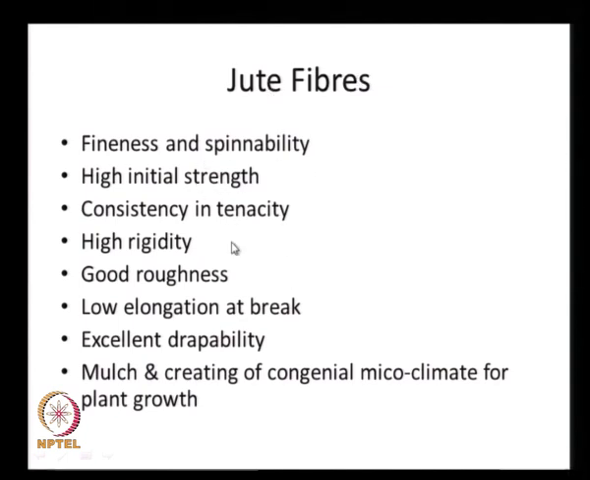So, compared to the coir fibers, the jute fibers are finer and have better spinnability, they have higher initial strength, and the consistency is more uniform in the case of jute fibers, because these jute fibers are very long as compared to the coir fibers. They have a higher rigidity, a good roughness, very low elongation at break, and excellent drapability. Drapability is a property that, if you make a cloth out of these fibers and spread it on a surface, it can take the contour of the ground more easily. And the jute fibers also have the mulching property, and they create a congenial microclimate for the growth of the plants.